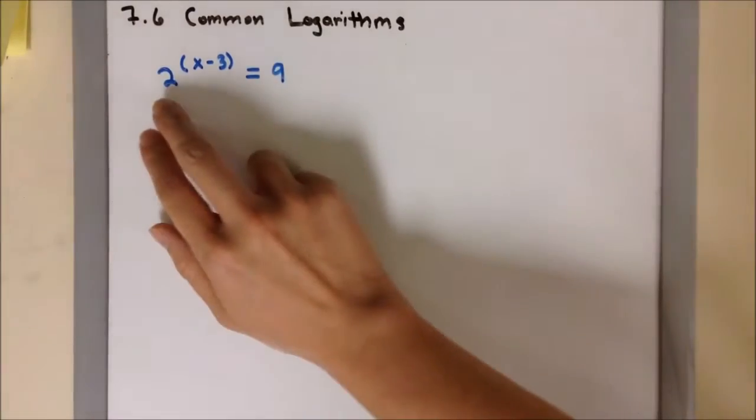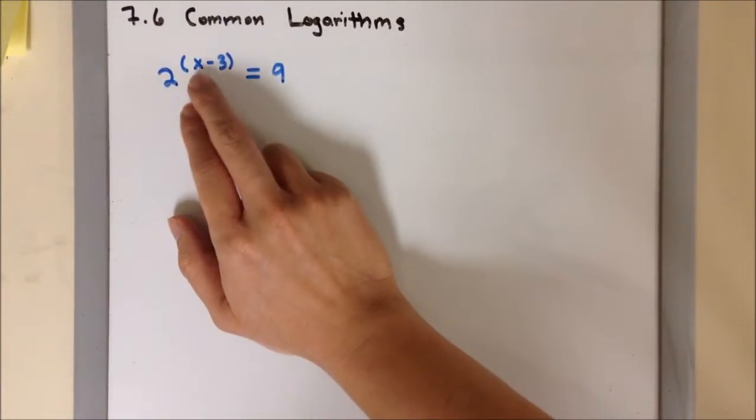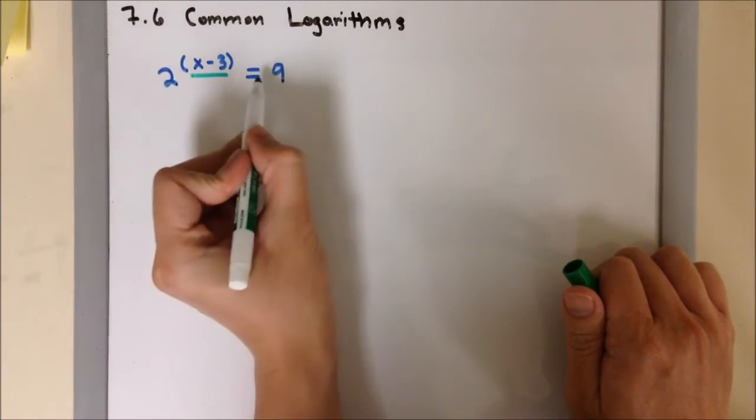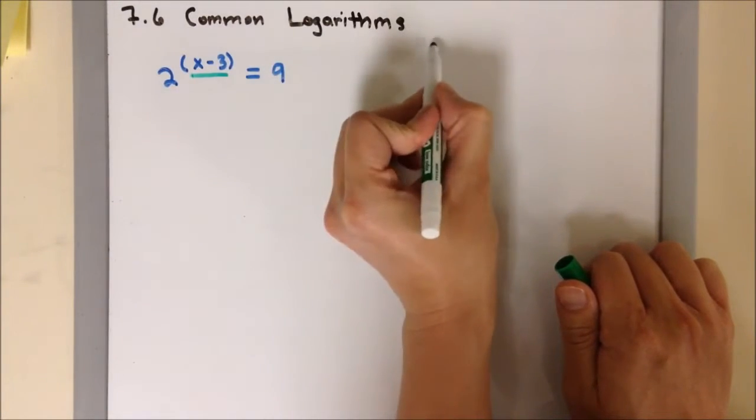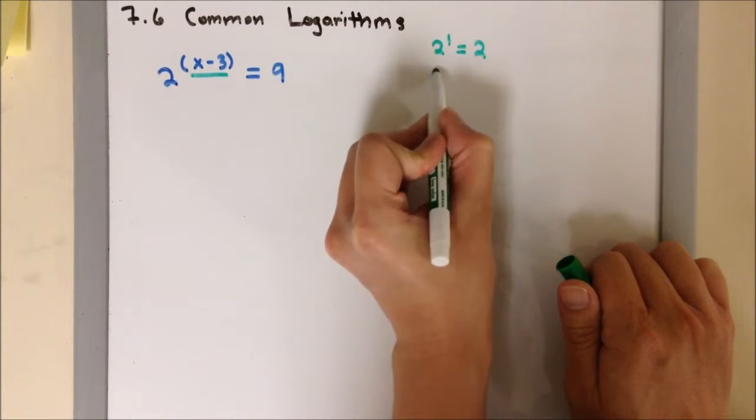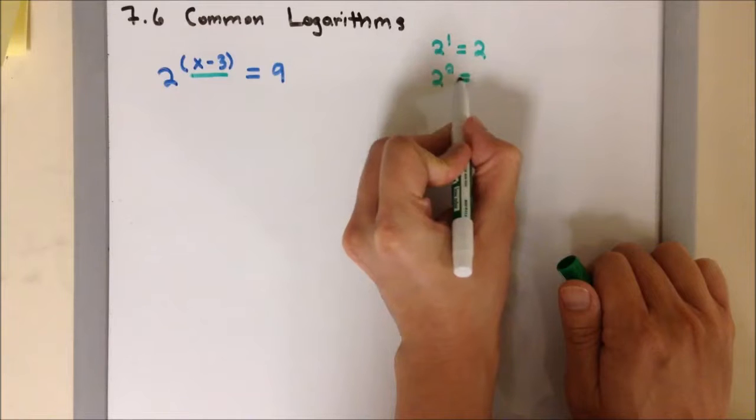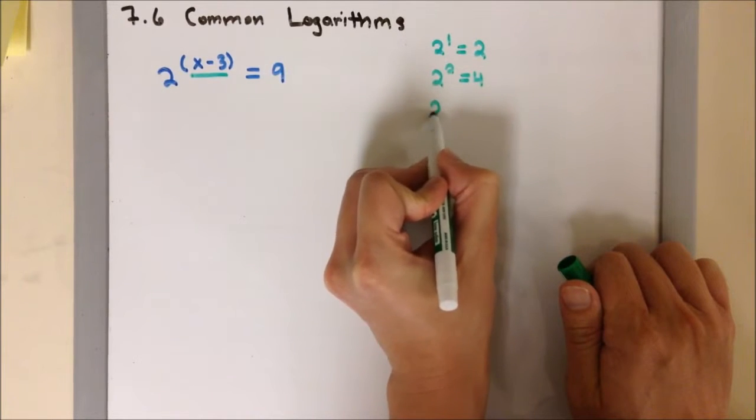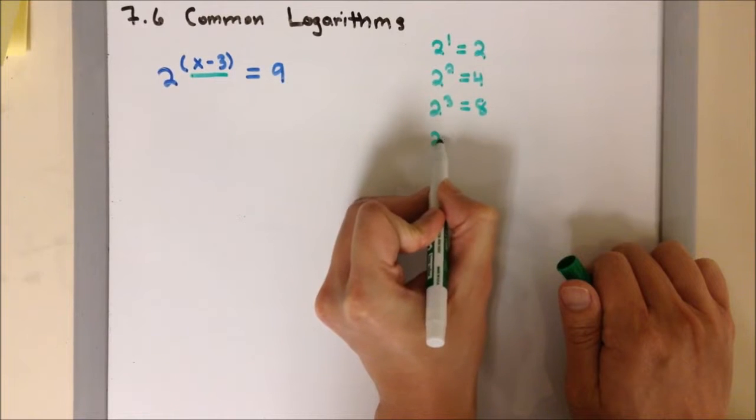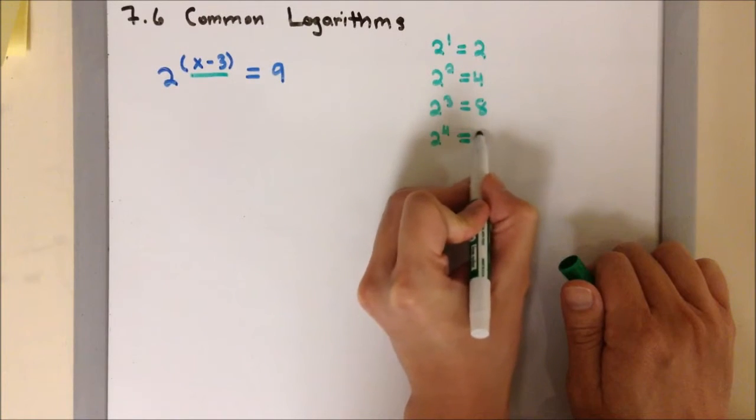Alright, in this example, I have 2 to the power of x minus 3. So we have an expression as our exponent, and it's equal to 9. We know that 2 to the 1 power is just 2. 2 to the second power is 4. And 2 to the third power is 8. 2 to the fourth power is 16.